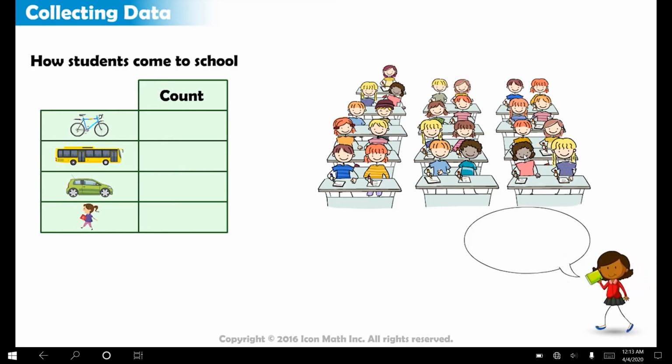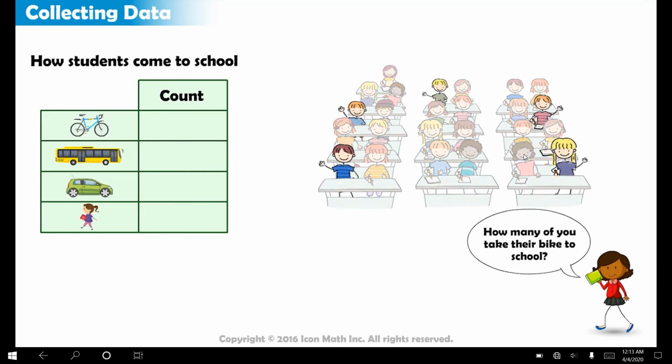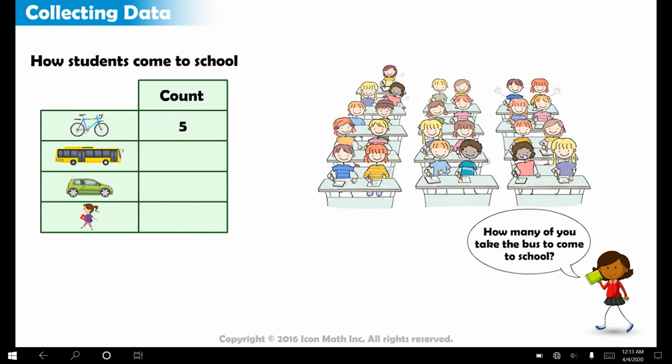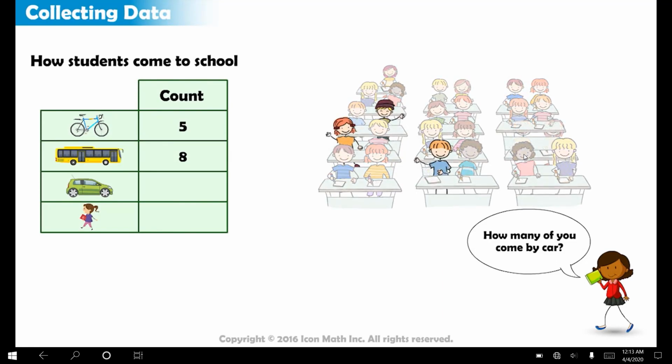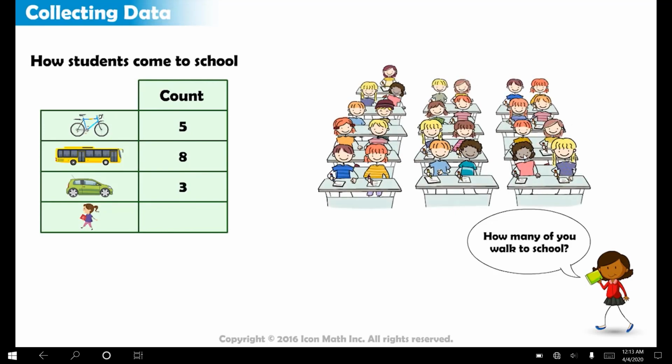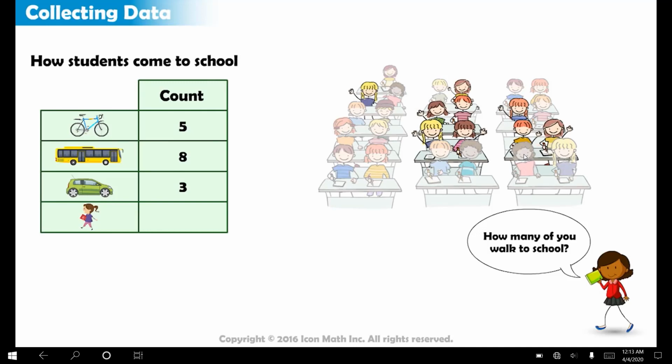Students who take their bikes, raise your hands. So 5 of you take their bikes to school. How many take the bus? 8. How many come by car? 3. And how many of you walk to school? 9 students. Excellent.